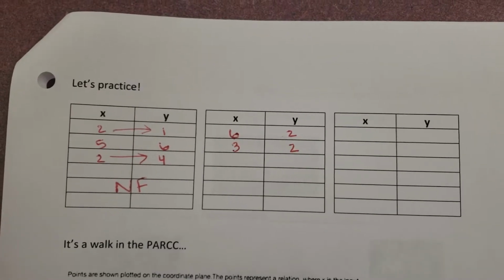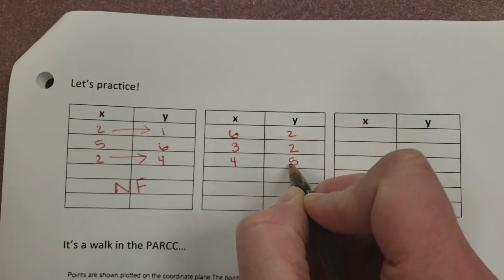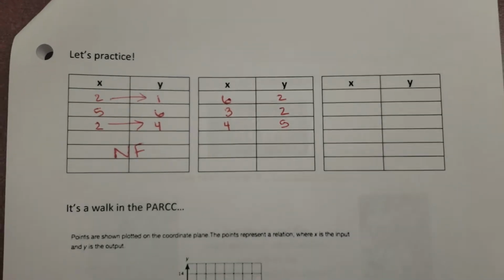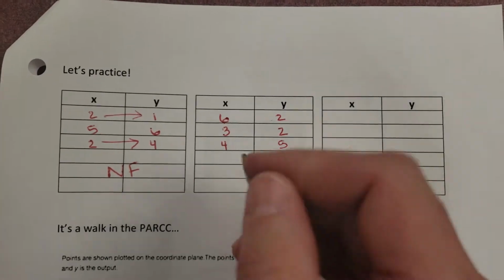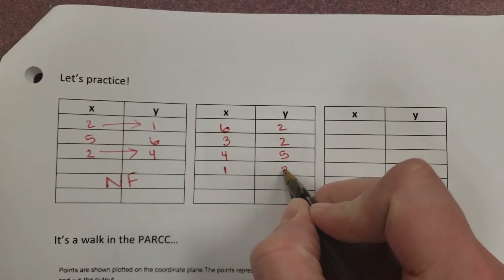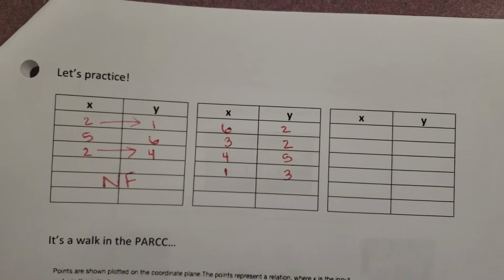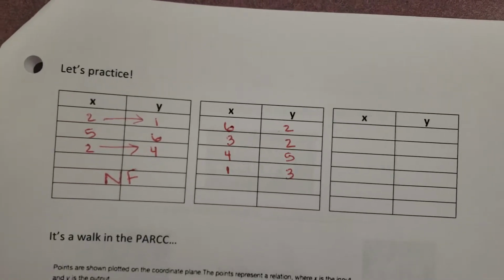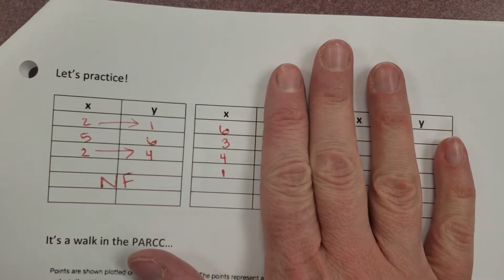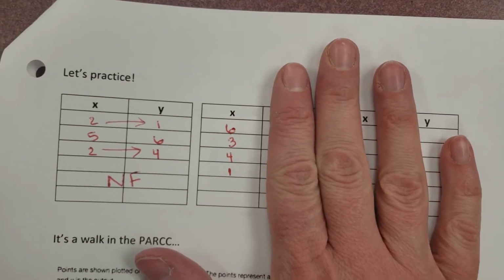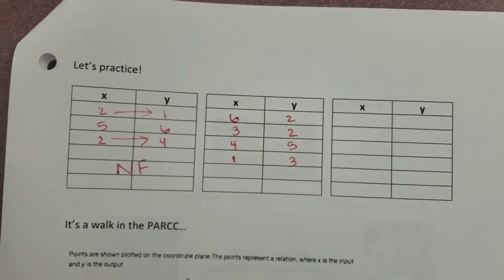It'll make sense if we keep going here. How about 4 and 5? Still functional? Yep, sure is. 1 and 3. We got 3 here, 3 here. Are we still functional? Because if I cover this up, I don't have any repeats of the x's, do I? So I'm functional. It doesn't matter what the y is. I don't have any repeats.